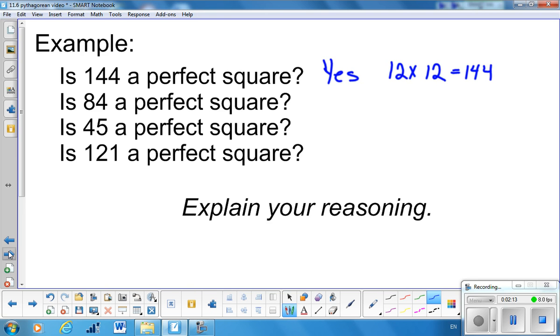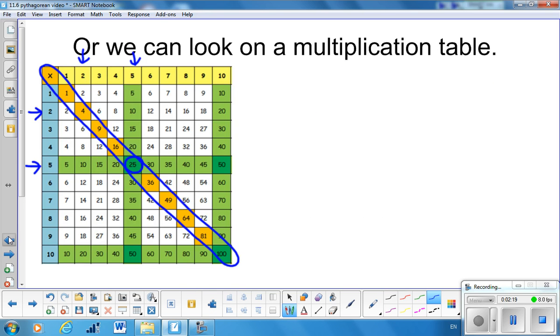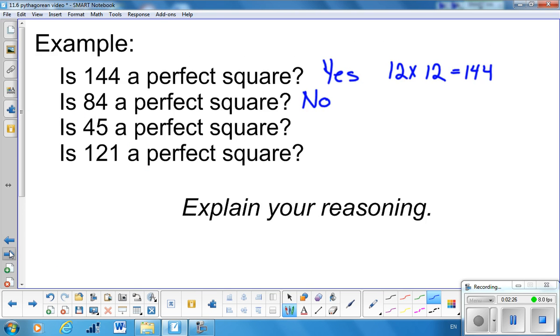Is 84 a perfect square? No, 84 is not a perfect square. If we look back to that multiplication table, 84 is not found anywhere along that diagonal. Is 45 a perfect square? Again, looking at the diagonal on our multiplication table, 45 will not be there.